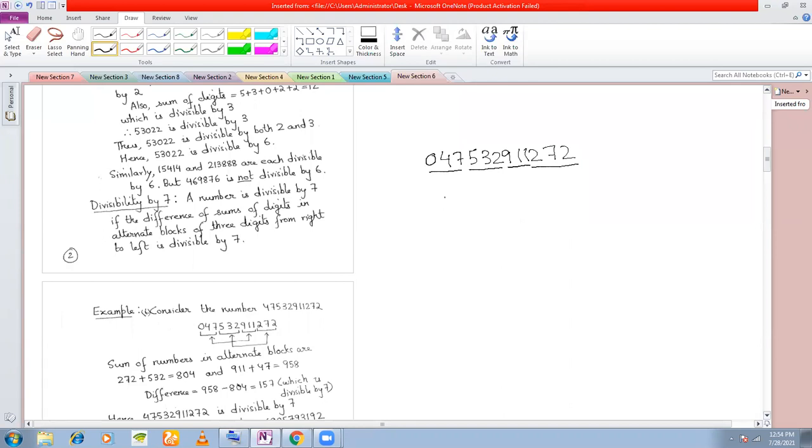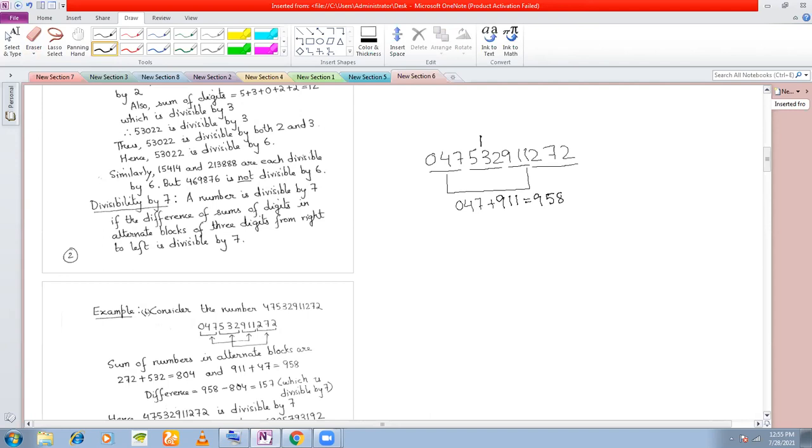Now in alternate groups, I take the sum. I take the sum of these two. Alternate, not the corresponding ones, not the neighboring ones, alternate ones. I add them: 47 plus 911, not 112. You get 958.